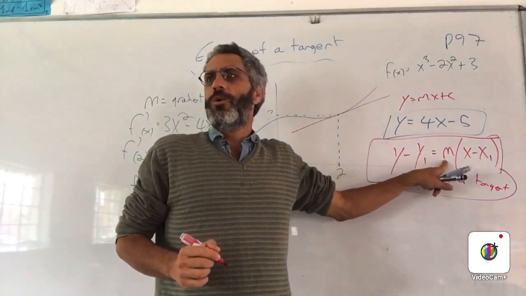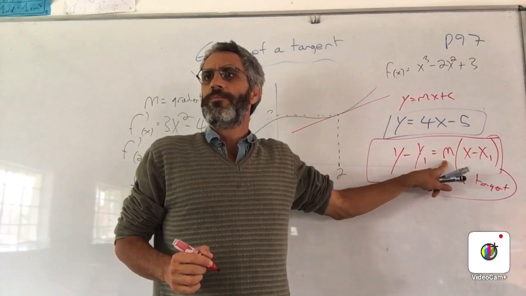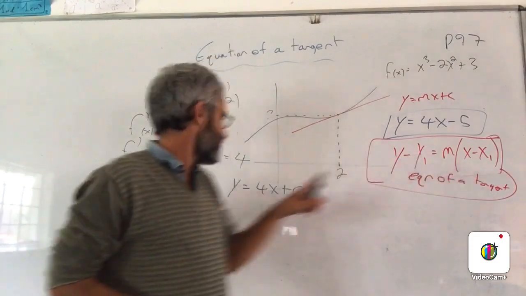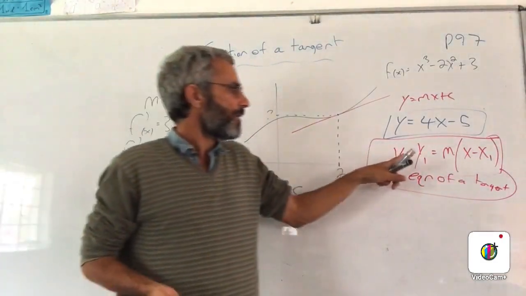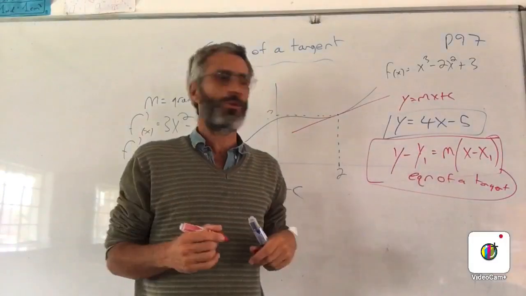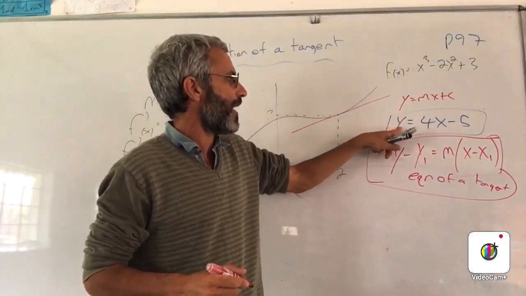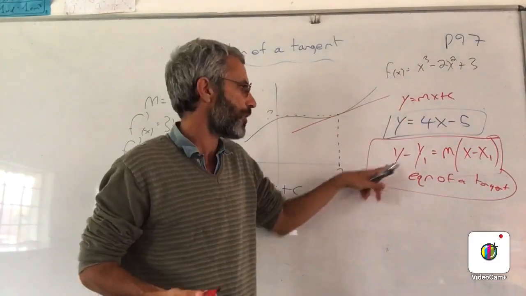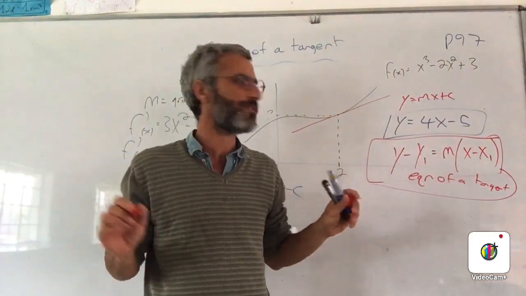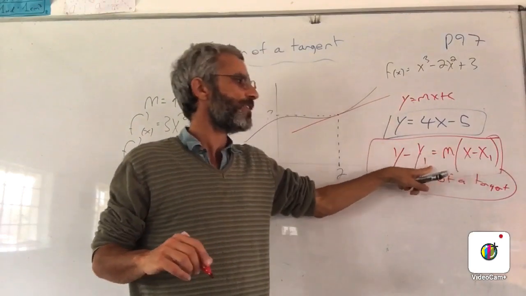So let's start with m. I know what it is. What is m? It's the gradient. And in this case, it's 4. Now, y and x are variables. In any equation of a tangent, I have a y and an x. I don't need to put numbers in them, otherwise it's not going to be an equation. So y and x are just y and x. What are x1 and y1?